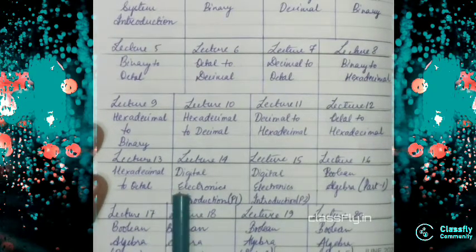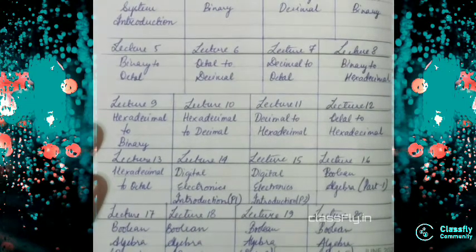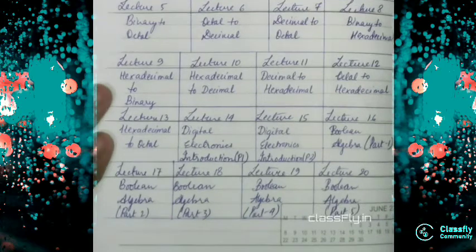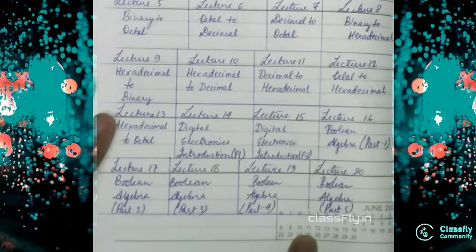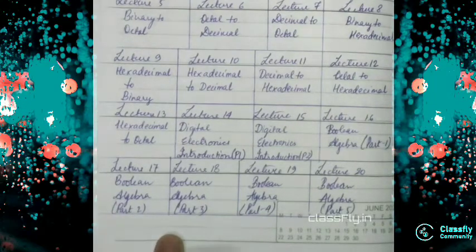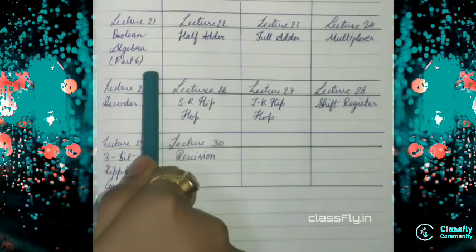Now we will move ahead with lecture 14 and lecture 15, which are the digital electronics introduction part 1 and part 2. And next we will begin with Boolean algebra, and Boolean algebra has been divided into 6 parts. So lectures 16, 17, 18, 19, 20 and 21 will consist of all the parts of your Boolean algebra. As I told, till lecture 21 we will be dealing with Boolean algebra, and this Boolean algebra will comprise all your laws as well as your gates.